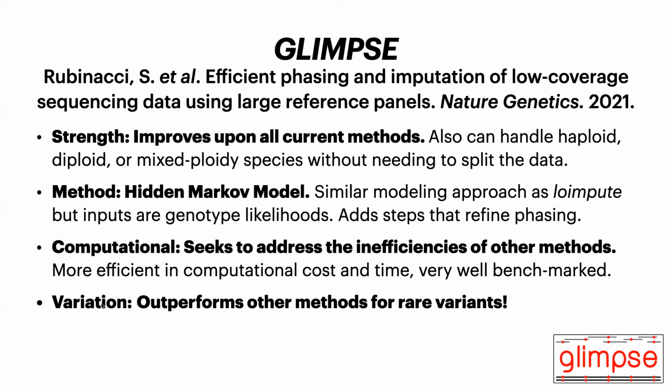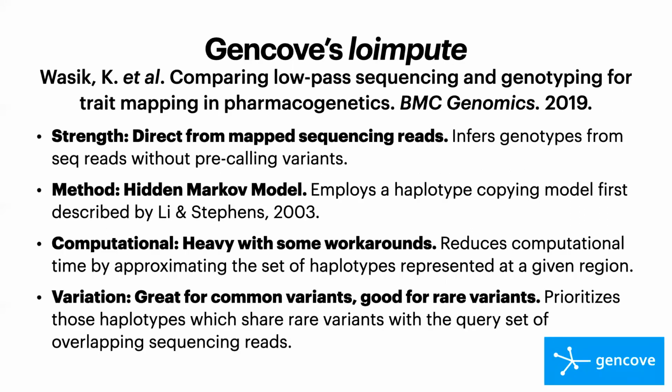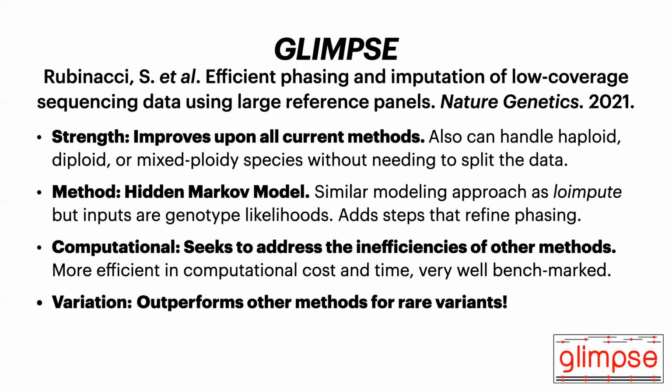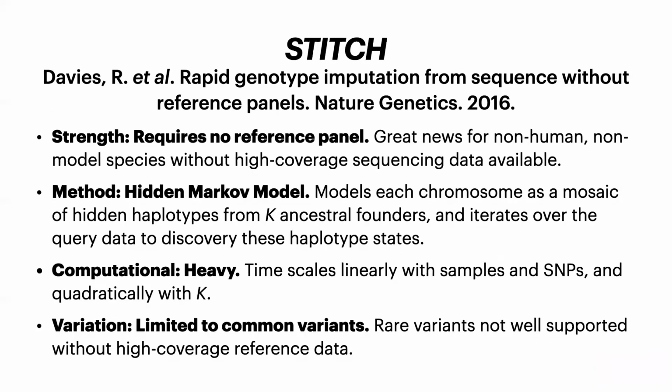I would also note that low impute, you do have to get, I think, approval to use. It's free to use in public, but you have to request it. GLIMPS, I think, is publicly available. Stitch is publicly available, but it's from 2016, and there's a tendency in the bioinformatics world to abandon software, so I don't know how well supported it is currently.